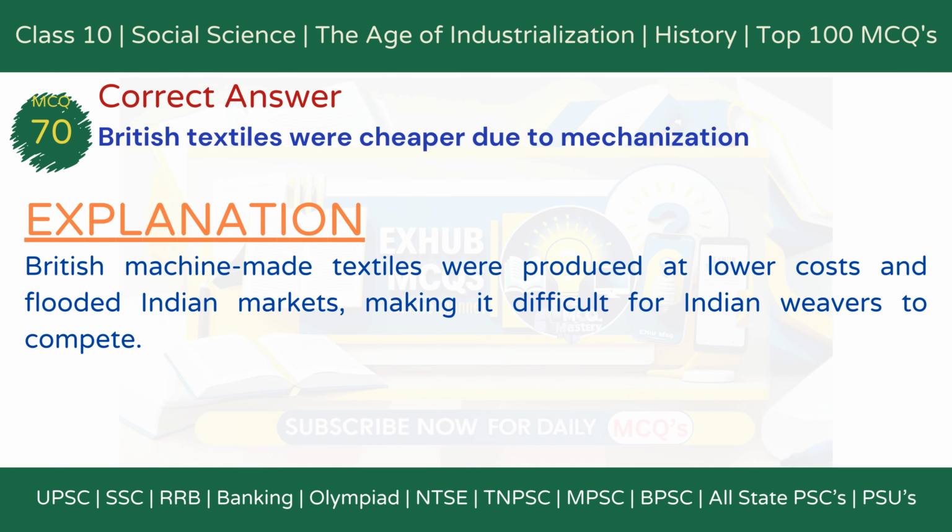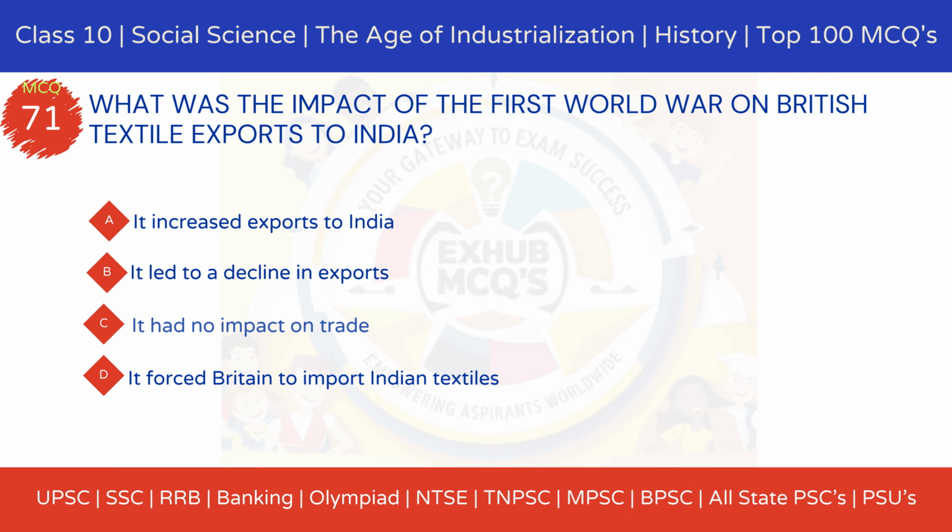The correct answer is option C. British textiles were cheaper due to mechanization. Explanation: British machine-made textiles were produced at lower costs and flooded Indian markets, making it difficult for Indian weavers to compete. MC 71. What was the impact of the First World War on British textile exports to India?